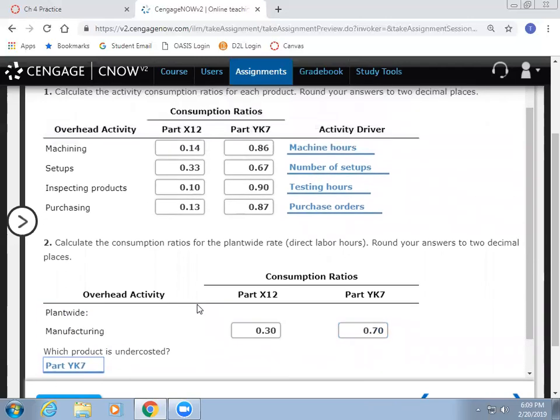YK7 is not getting enough of its share of overhead. And so we're actually going to undercost it, which means X12 is going to be overcost, which could impact our selling or margins. You know, it throws everything off. Okay.